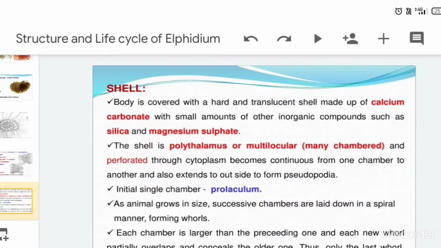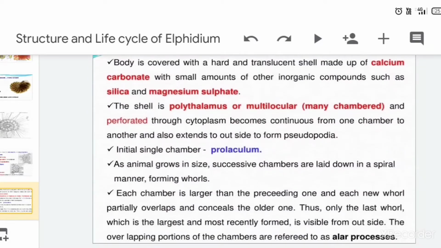Then the shell. The body is covered with a hard and translucent shell made up of calcium carbonate with small amounts of organic compounds such as silica and magnesium sulfate, as we have discussed before. The shell is polythalamus or multilocular, which means many chambered, and perforated. The cytoplasm becomes continuous from one chamber to the other chamber and also extends to the outside to form pseudopodia.